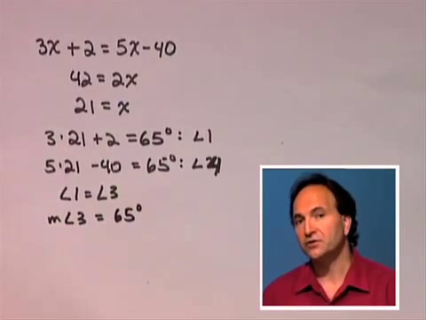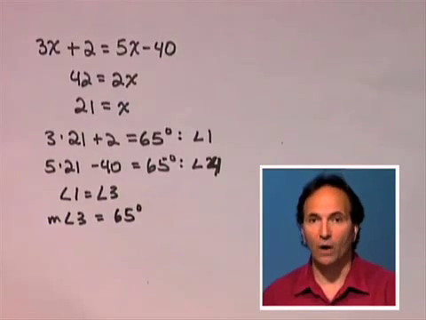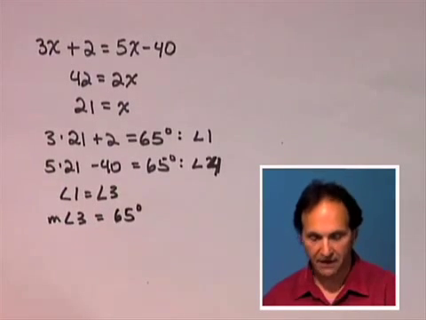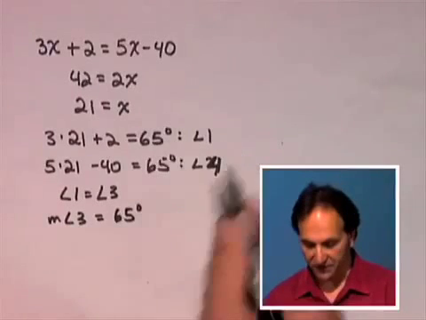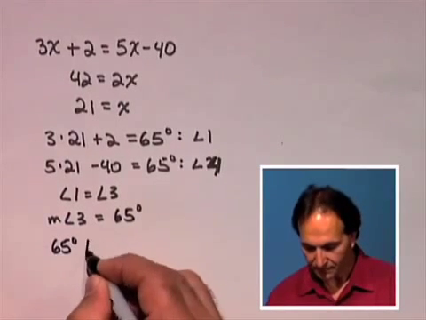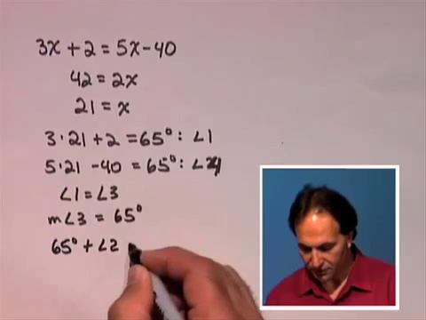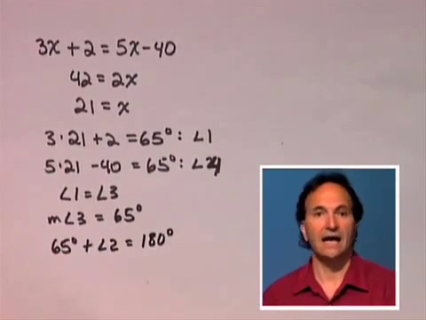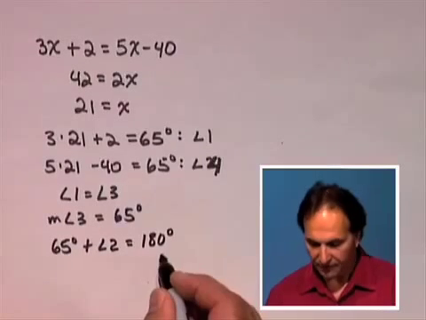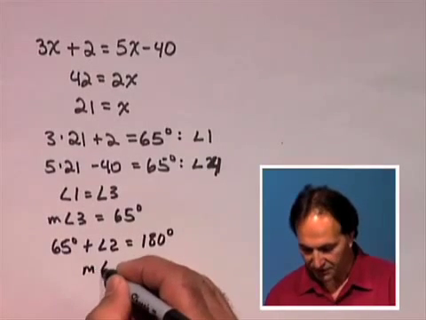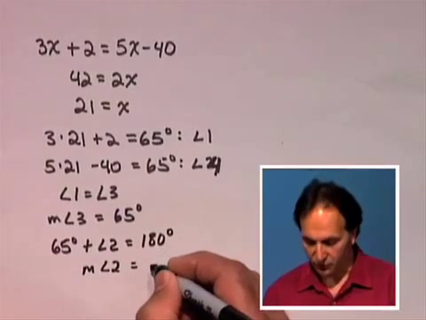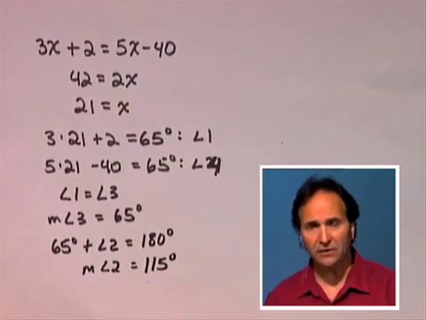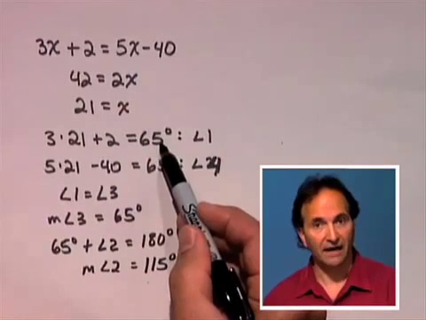And now for angle 2. Recall that we said that angle 1 and angle 2 are supplements. That means they add up to 180 degrees. So therefore, angle 1, which is 65 degrees, plus angle 2 is equal to 180 degrees. And now subtracting the 65 from each side, we find that the measure of angle 2 is equal to 115 degrees. So our angles are angle 1, 65 degrees.